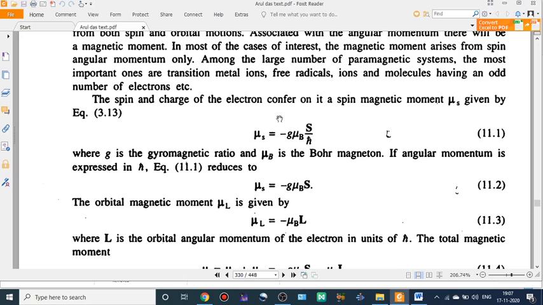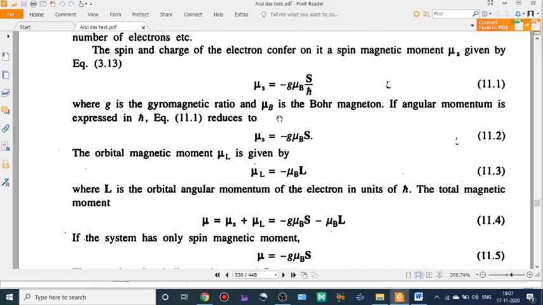If there is only the orbital magnetic moment mu l, the equation changes to mu l equal to minus mu b l. That is, if there is orbital motion and no spin motion, g is 1, so mu l equal to minus mu b l. So the total magnetic moment mu equals mu s plus mu l, that is equal to minus g mu b s minus mu b l.